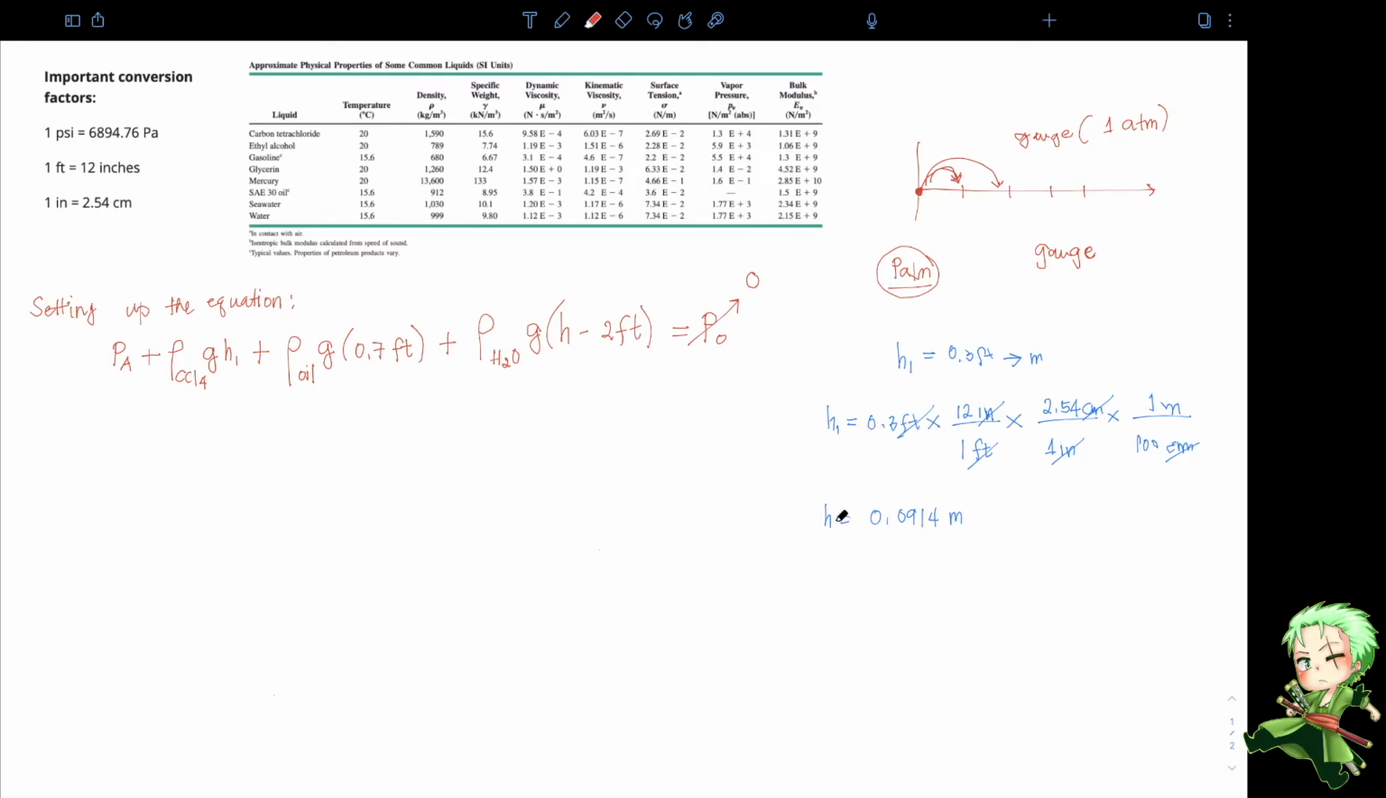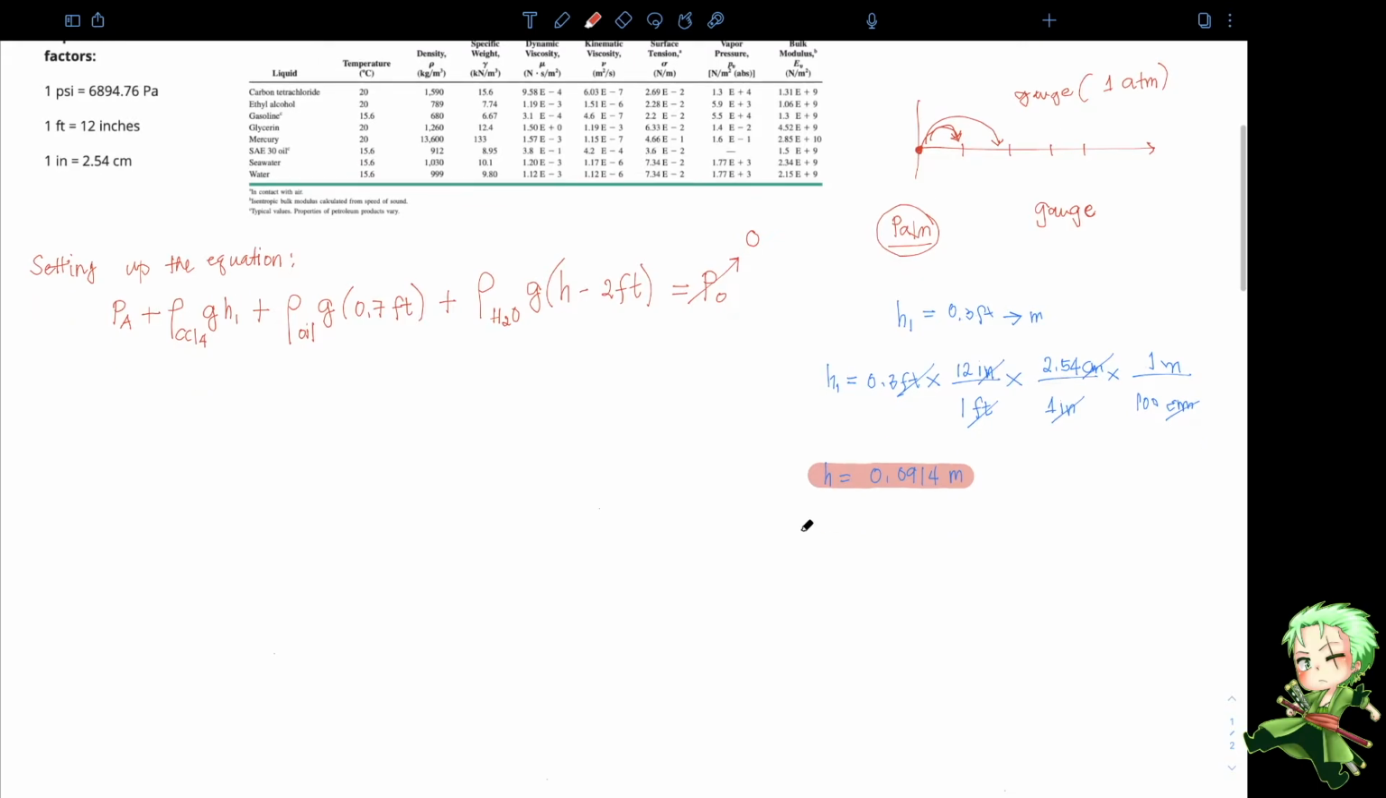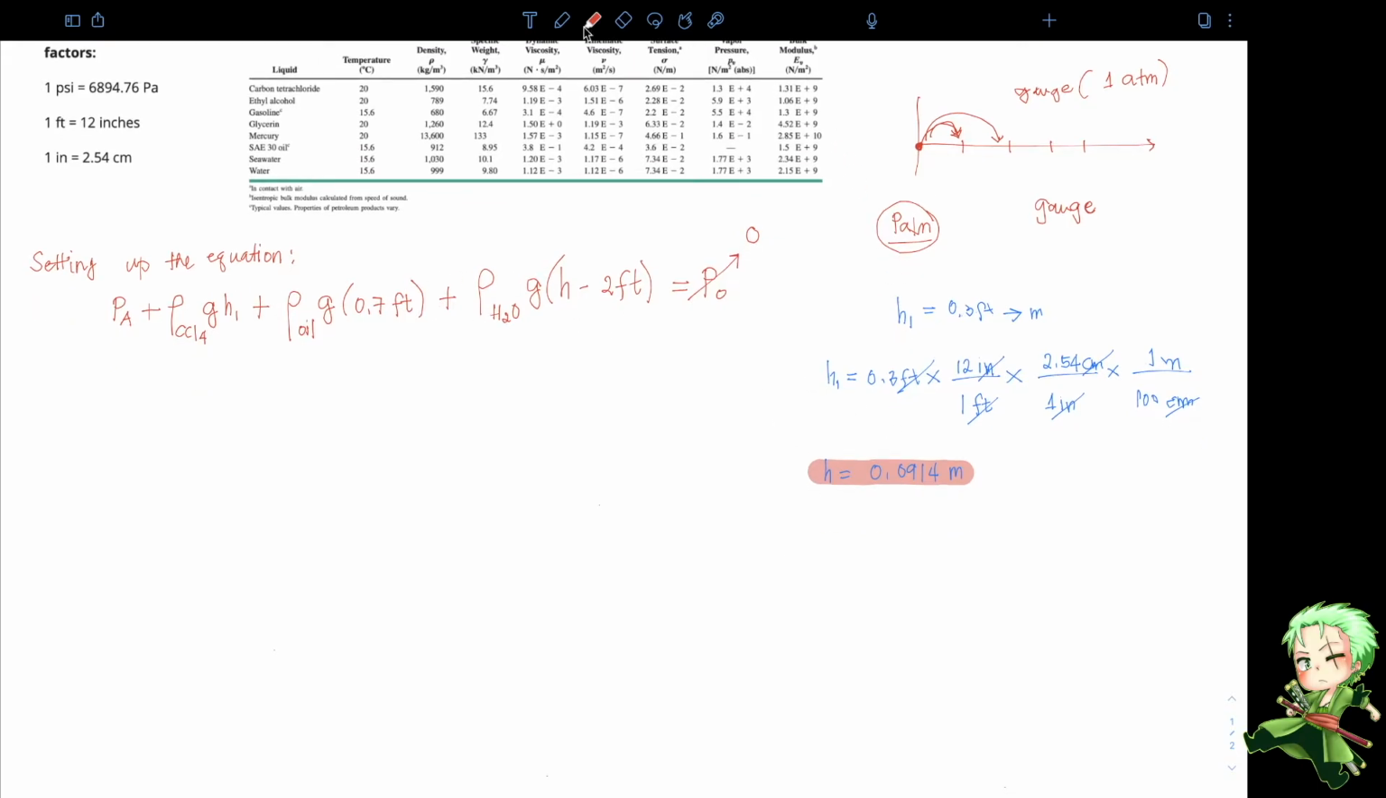So you have no problem with this. This is your height. And then the next thing is you have 0.7 feet. I will not go into details on how we get 0.7 feet. Basically, it is just the same thing as you did above. So I will work with that on my calculator.